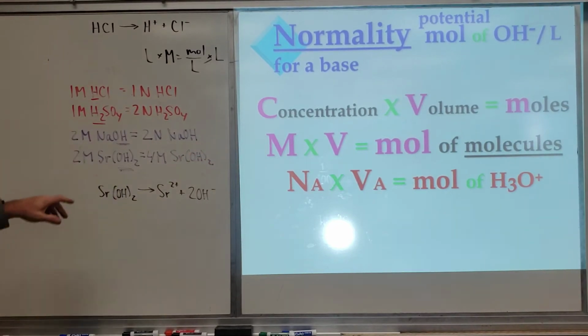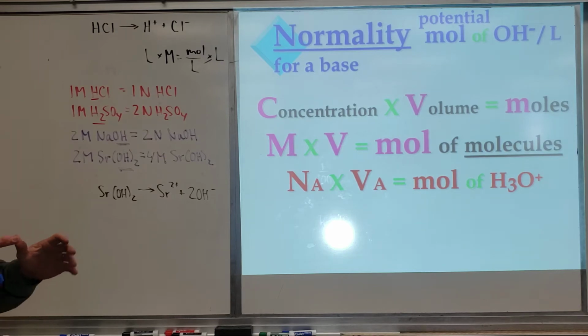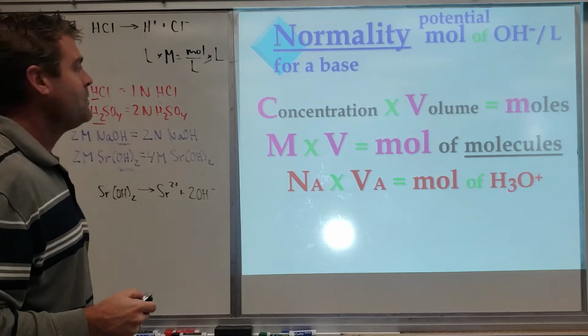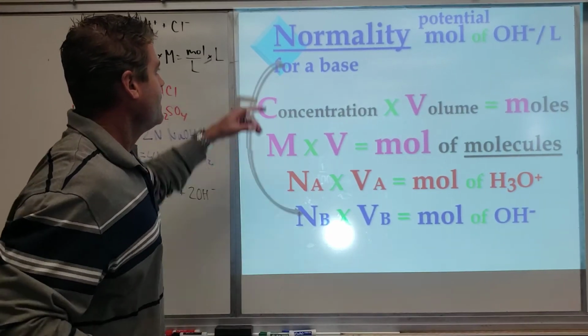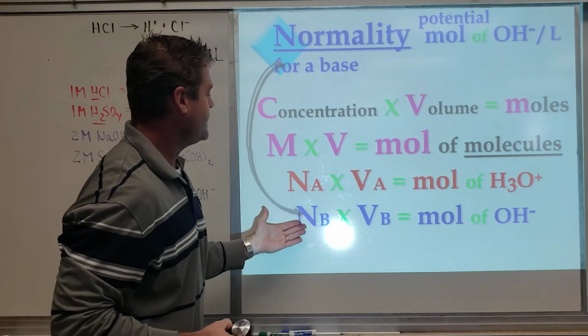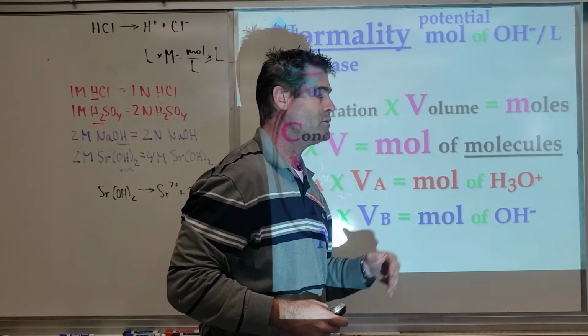So you see what we do is we just multiply the molarity by 2 because there are 2 hydroxides for every 1 strontium hydroxide. So hopefully you see the slight change that we make when converting molarity to normality. In like fashion, if we set up the equation the same, we'd have the normality of the base times the volume of the base giving me the moles of hydroxide ions.